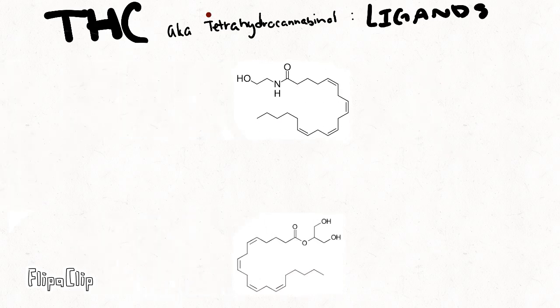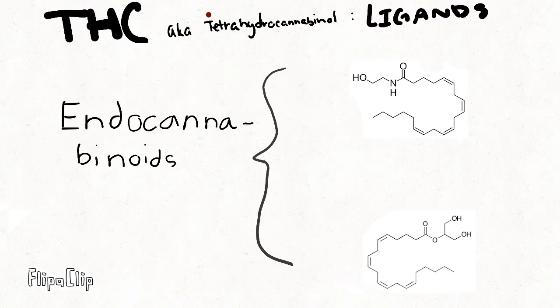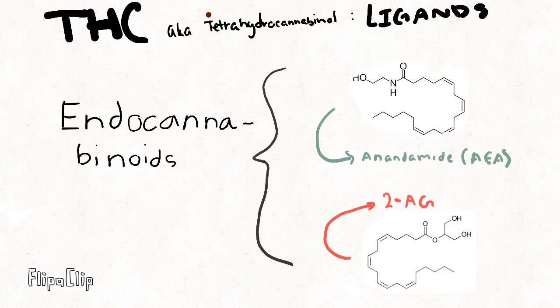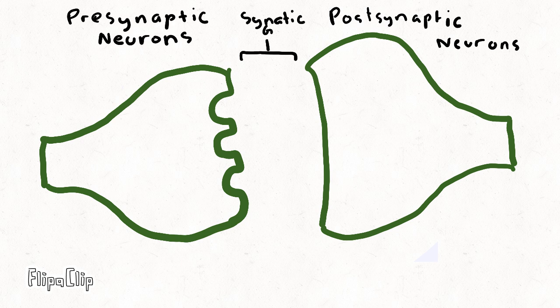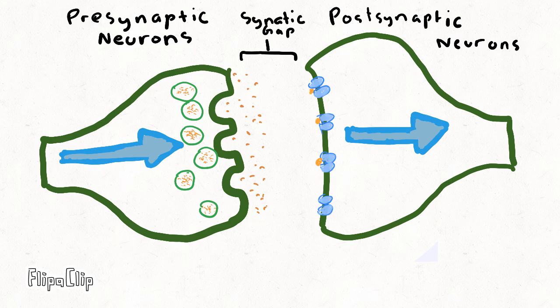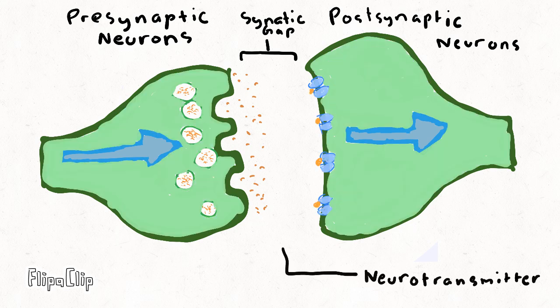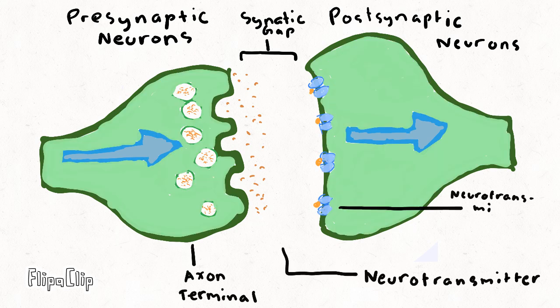Normally, your body uses its own natural ligands, endocannabinoids like anandamide, AEA, and 2-AG. These molecules are released on demand by postsynaptic neurons. They travel backwards across the synapse to presynaptic neurons. This is called retrograde signaling, and it helps fine-tune neurotransmitter release.